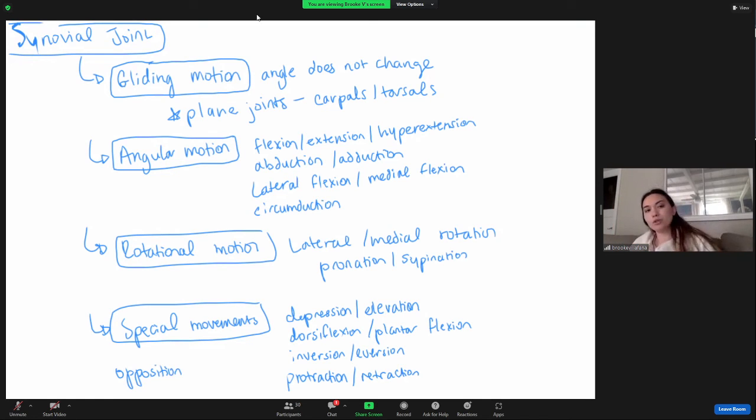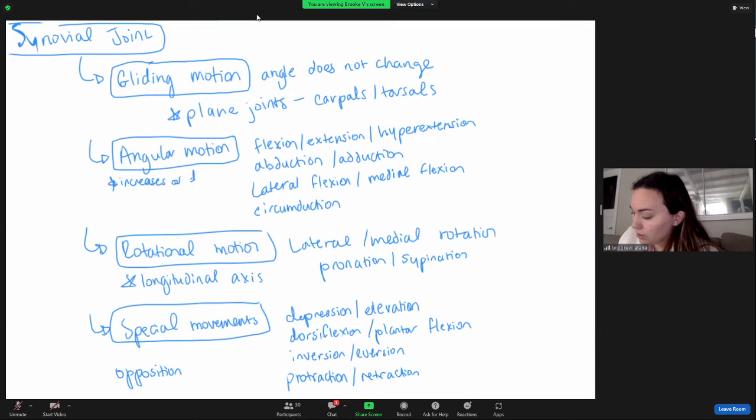Okay. So those are our 4 types of movement across the synovial joint. And you need to know definitions of each of those for your exam. And the rotational moves across a longitudinal axis, angular increases or decreases the angle between the joint. Good.